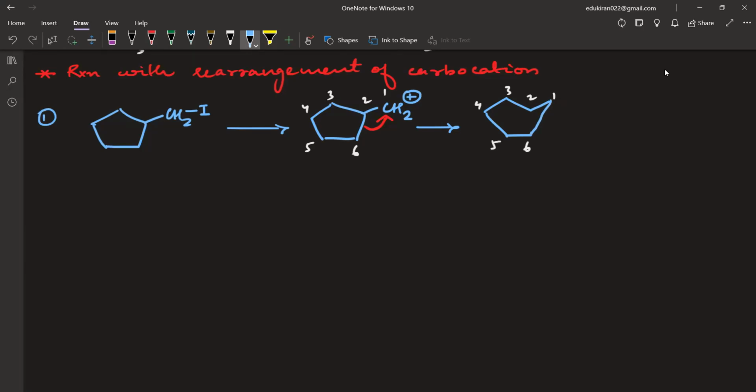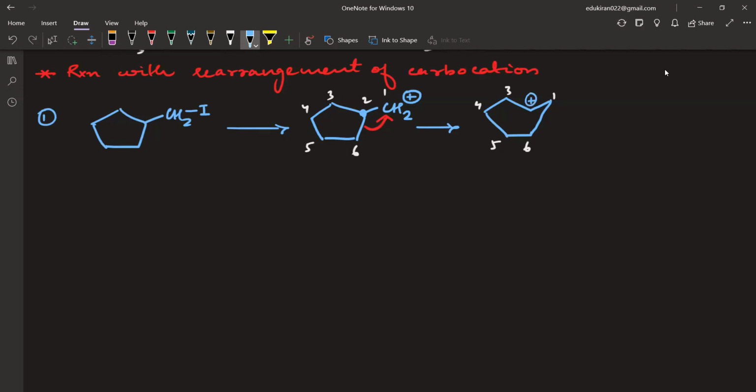Now what do you see? This whole end, where will the positive charge be now? Where has the bond broken? From the second carbon. Wherever the bond has broken, what will come there? The positive charge will come. Okay, wherever you have broken the bond, there will be the positive charge. So positive charge will be on the second carbon.